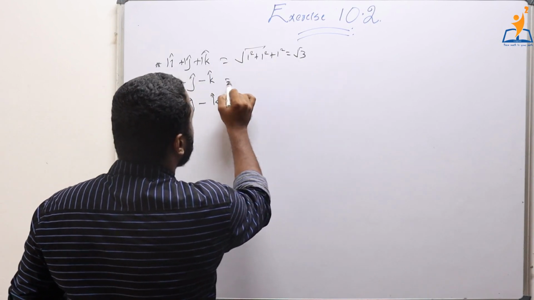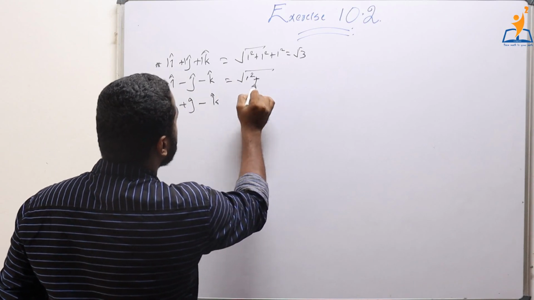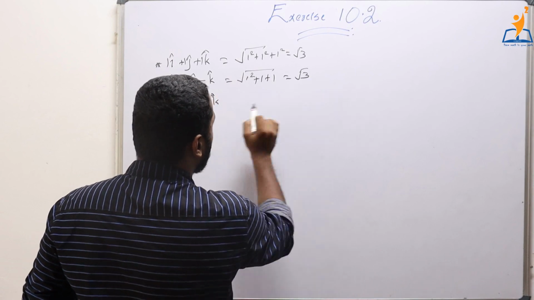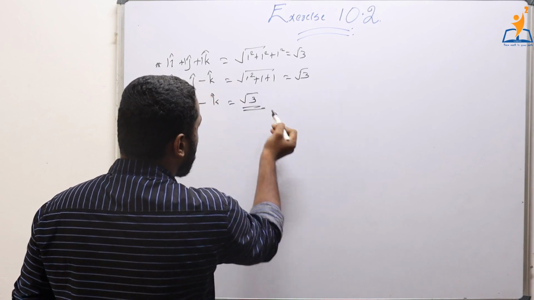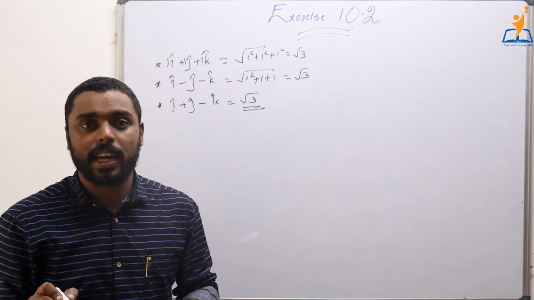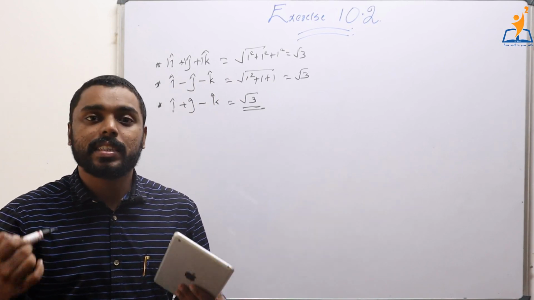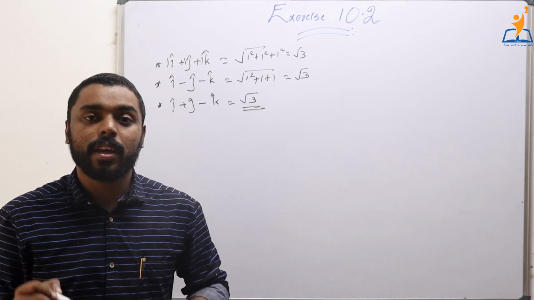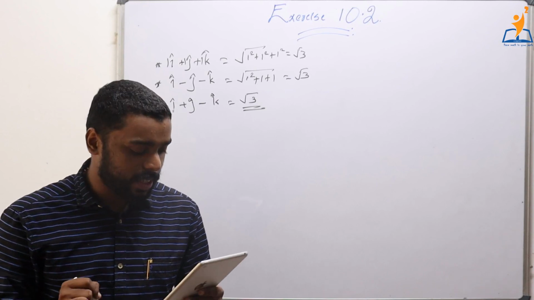Similarly, here also root of 1 square plus minus 1 the whole square is nothing but 1, plus 1. It is equal to root 3. So here also the magnitude is root 3. So the magnitude will never change as long as the coefficients are the same. You can alter the signs of the coefficients so that you will get new vectors each time. Now we shall move to the next question.